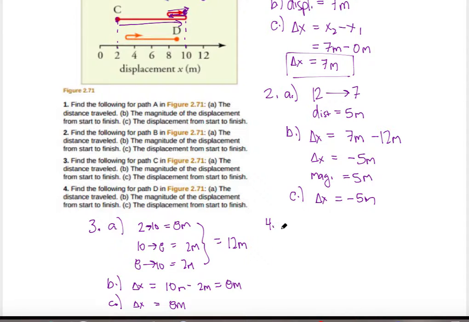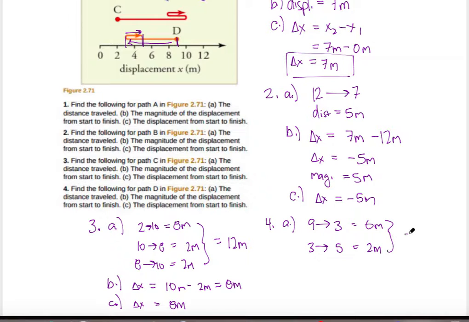Now for number 4, we're looking at D, which is this orange blob going on here. So again, I'll erase my lines, and I have an ending point, which is right here at the 5 mark, and D starts at the 9. So for A, I'm going to look at the first leg of this trip, which appears to go from 9 down to 3. So that's 6 meters. Then once I get to the 3, I seem to turn around and go to the 5. So from 3 to 5, that is a distance of 2 meters.